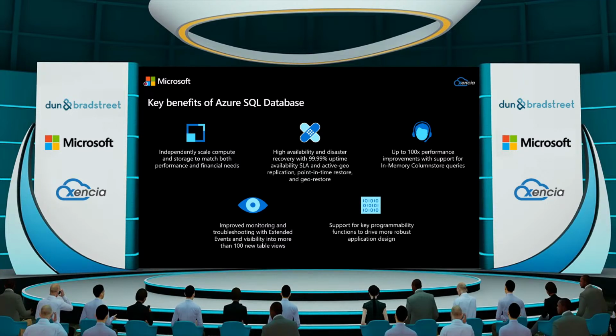And then high availability and disaster recovery with the 99.99% uptime availability SLA, and with active geo replication, point-in-time restore, and geo restore. Geo replication is replicating the data across the data centers within the country, point-in-time restore is for the recovery of the backup data, and then geo restore is in a different region. So these are all inbuilt features which the Azure database has by default.